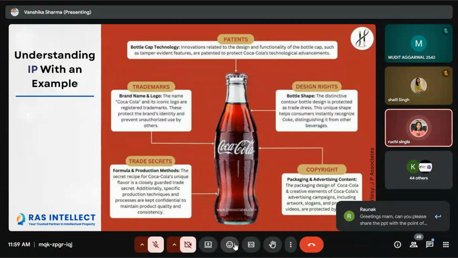Then the trade secret is the formula. The formula for how Coca-Cola is made, the production method, these are trade secrets. The secret recipe for Coca-Cola's unique flavor is a closely guarded trade secret. So this is the best example of IP protection, where the bottle design is protected by patent filing, by industrial design, by copyright, by trade secret, and by moving forward for trademark protection.